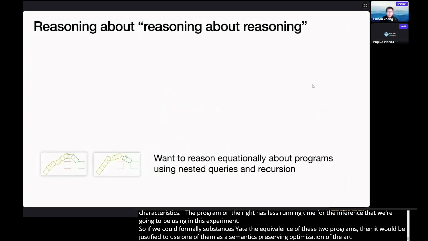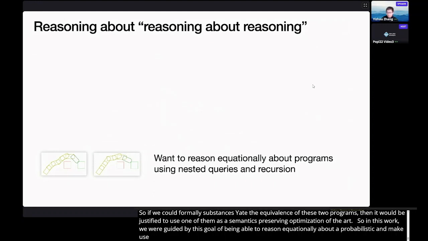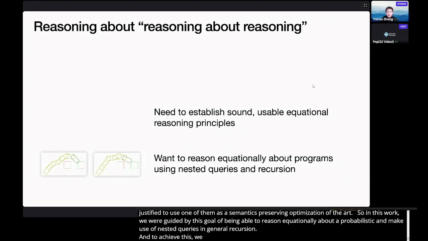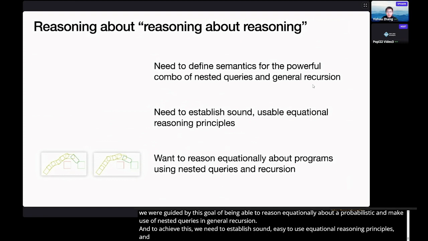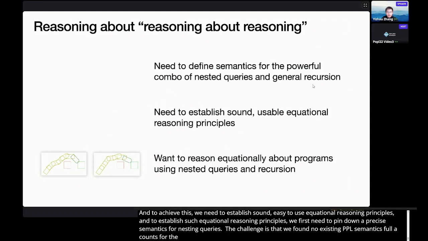So in this work, we were guided by this goal of being able to reason equationally about the probabilistic programs that make use of nested queries and general recursion. And to achieve this goal, we need to establish sound, easy-to-use equational reasoning principles. And to establish such equational reasoning principles, we first need to pin down a precise semantics for nested queries. The challenge is that we found no existing PPL semantics fully accounts for the powerful combination of nested queries and general recursion.